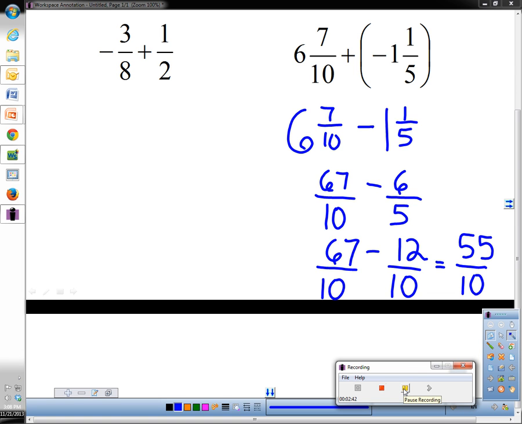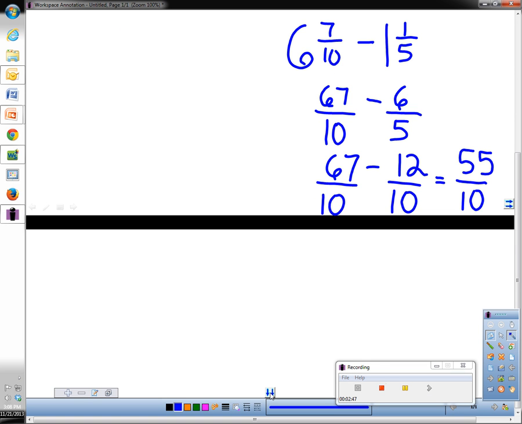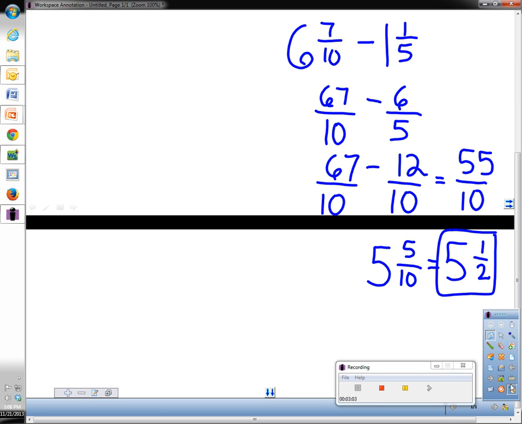Now I can simplify 55/10 by writing it as a mixed number. 10 goes into 55 5 times. That gets us to 50. So there would be 5 left over out of 10. And now I have to simplify 5/10, which is 1/2. So the answer to this problem would be 5 1/2.